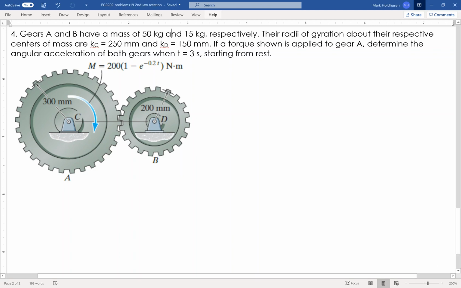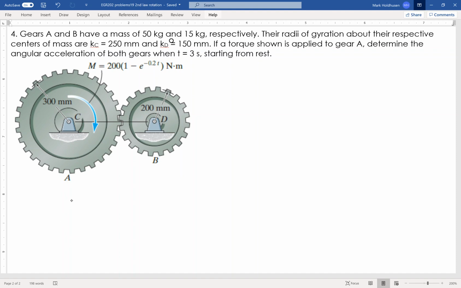Okay, got a couple of gears here. They have masses and radius of gyration. Basically, I apply a torque to gear A, and I want to find the angular acceleration of both gears, starting from rest after 3 seconds. Okay, so we'll start by drawing a free body diagram here.